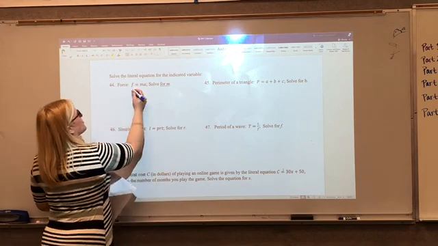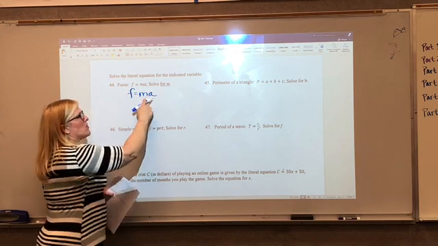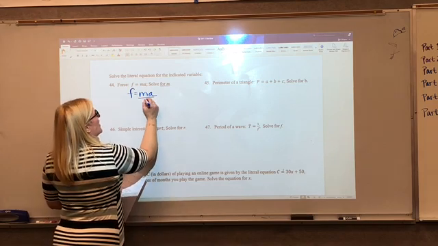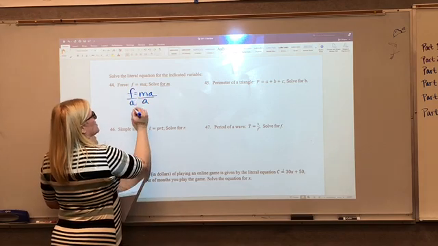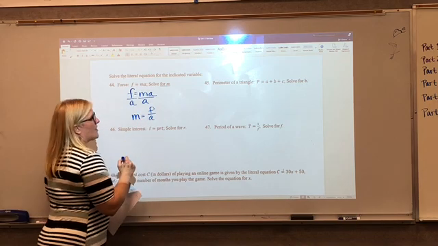So in order to do that, I'm gonna write it a little bit bigger. Okay, m is being multiplied by a. So how do I undo multiplication? I divide. So I'm dividing both sides by a. So m is F over a.